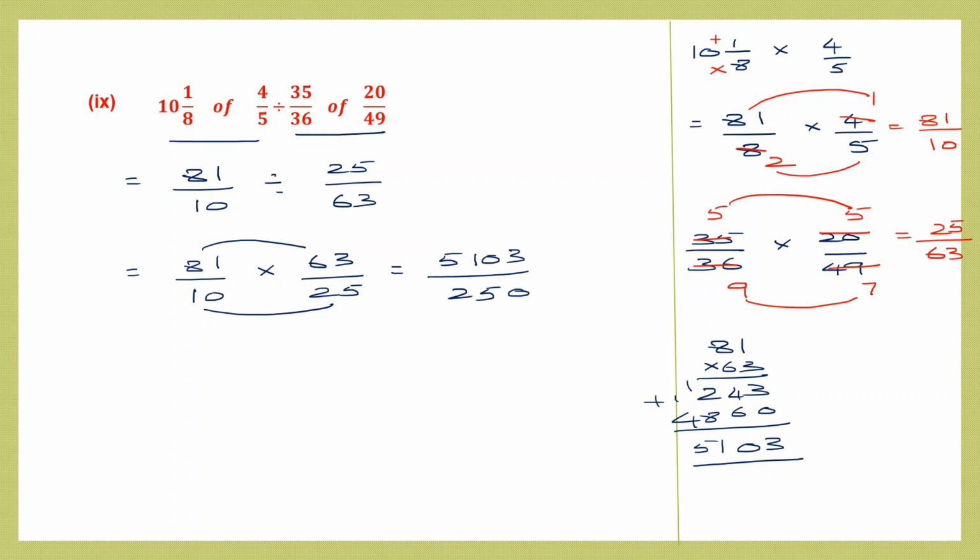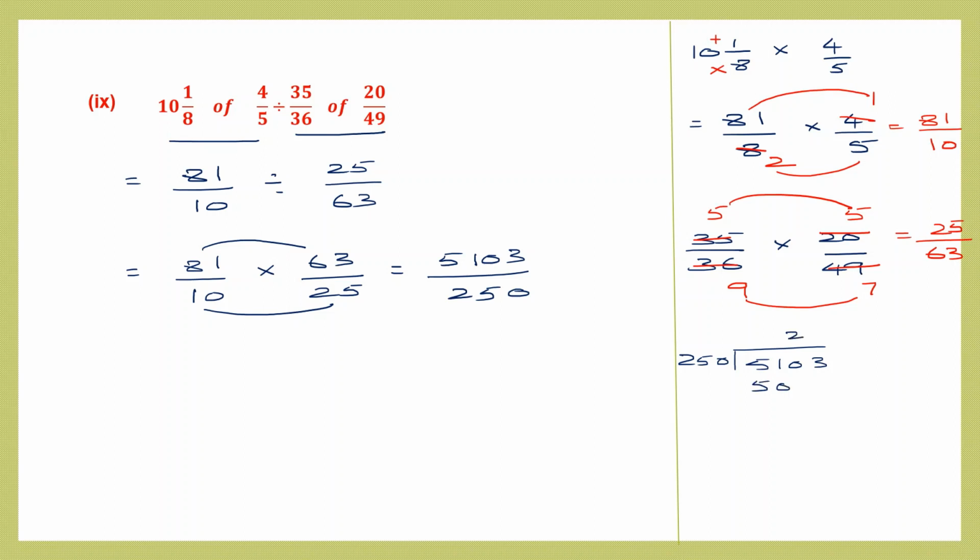Now this is an improper fraction, so let's divide 5,103 by 250. Okay, so now we need to get a number close to 510. Now 250 into 2 will give us 500, minus, we get 1 and 3. As you can see, 103 is smaller than 250. So we just have to put a 0 there, minus, we get 103 minus 0 is 103.